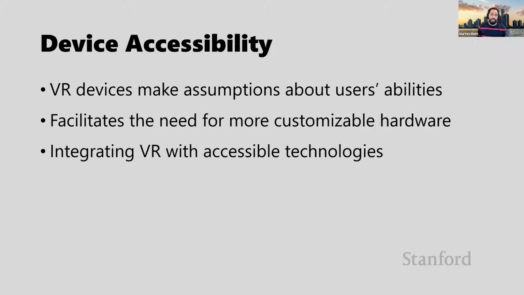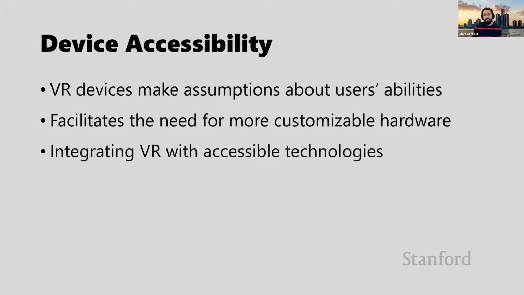So first is device accessibility. One of the reasons why VR is so inaccessible is because the devices that we use to interact with the underlying experiences and applications, like I mentioned before, make a lot of assumptions about users and their abilities. And this creates the need for more customizable hardware, but also more accessible hardware in terms of looking at things that people can do already. What devices do people already use? And then how can we integrate that with more accessible technologies?